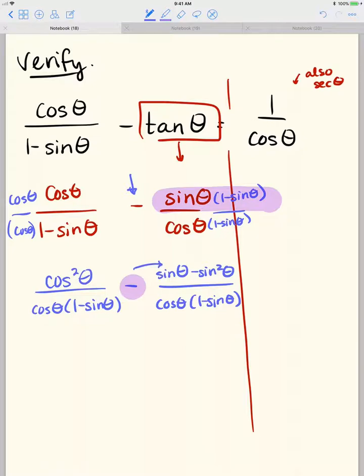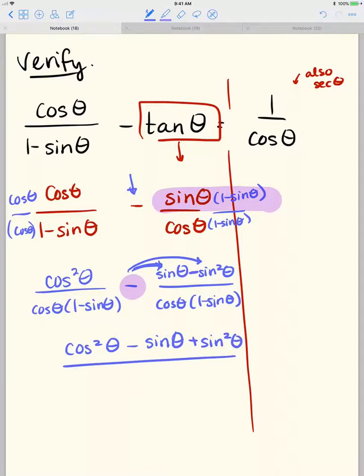So I'll have to subtract, I'll have cosine squared of theta if I subtract across my numerator. And I'll subtract sine theta. And I'll also have to subtract the negative sine squared. So that'll really be plus sine squared theta over cosine theta times 1 minus the sine of theta. Okay, so again, watching that subtraction of a quantity is key here. So be very careful when you subtract in the fraction numerators when there's a quantity. You have to make sure you subtract each term correctly.